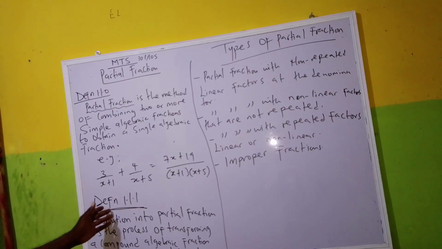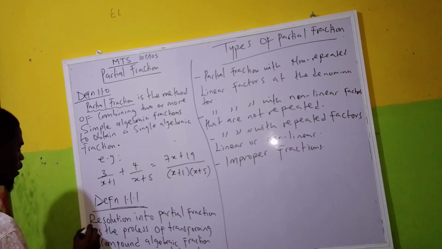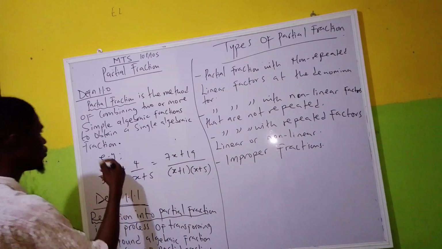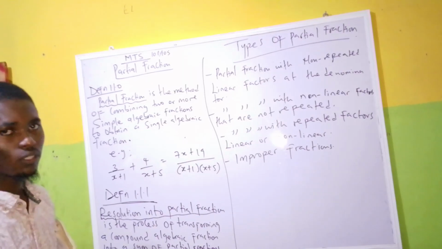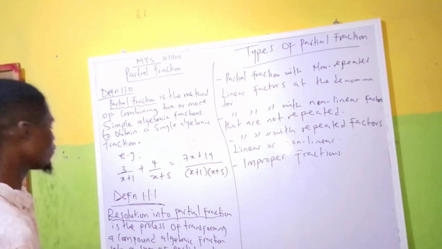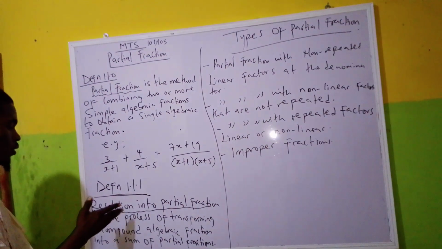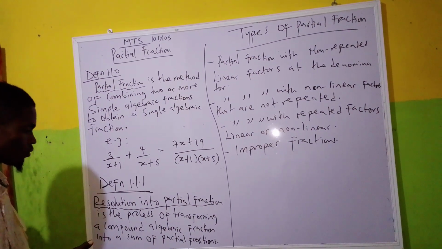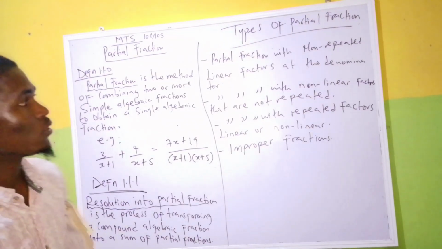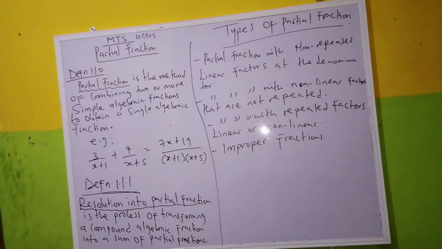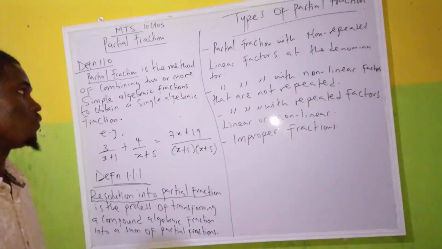Definition 1.1.1. Whenever you see definition of a figure, we are talking about definition of terms. So now, resolution into partial fractions is the process of transforming a compound algebraic fraction into a sum of partial fractions. All these definitions are not really necessary, and at the same time it is necessary. So please take your time to study these definitions.